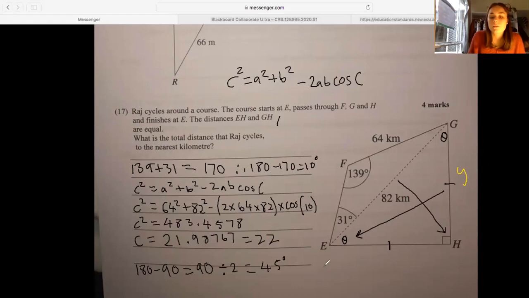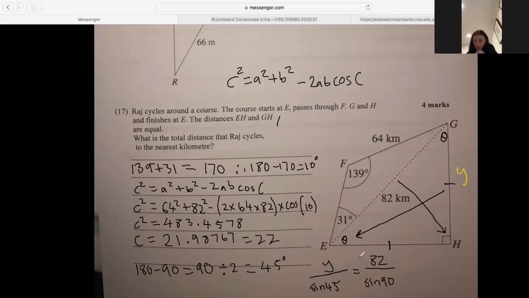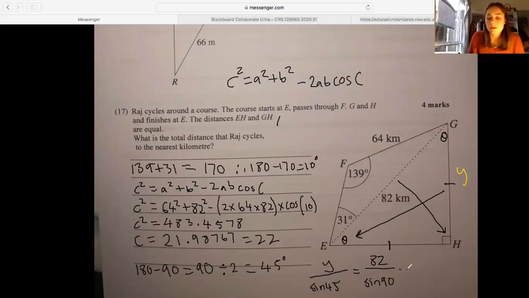So then we'd have what? y over sine 45 equals 82 over sine 90. Are you cool with this part here? Yes. Cool. And so then, oh no, I'm gonna have to write really small.